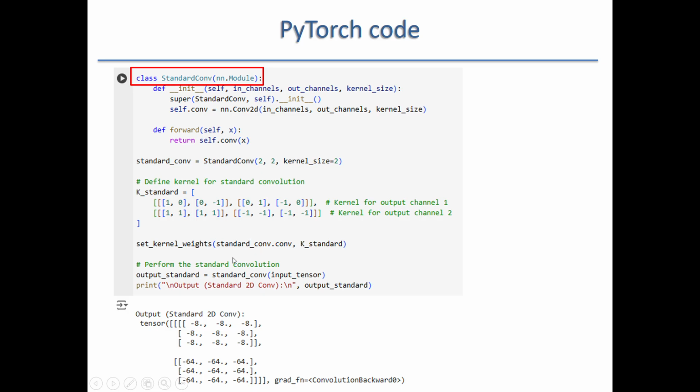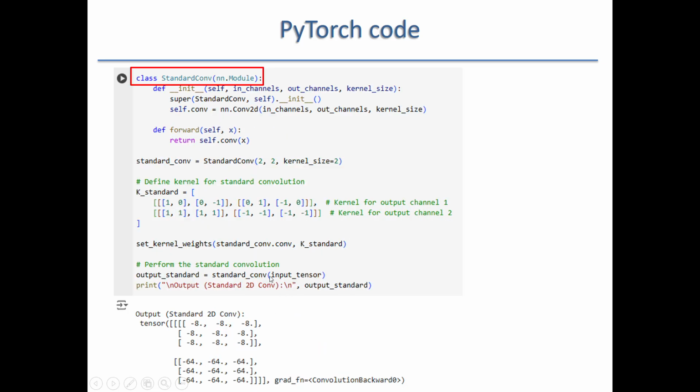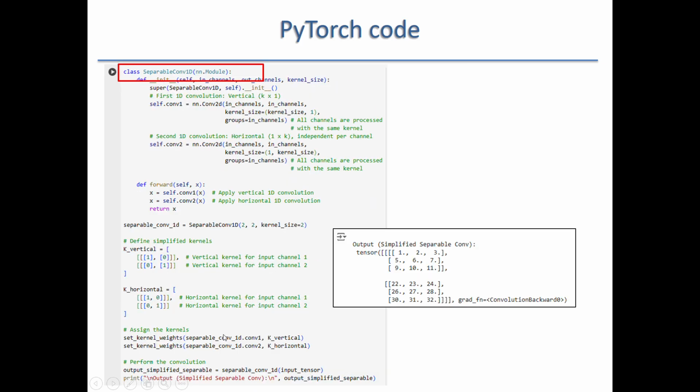And then we set this weight to this layer, and we compute the output. So we have an input tensor here, we compute the output, and this is the one. Okay, good. Then let's do it separable. If we do it separable, let's see how to implement it.